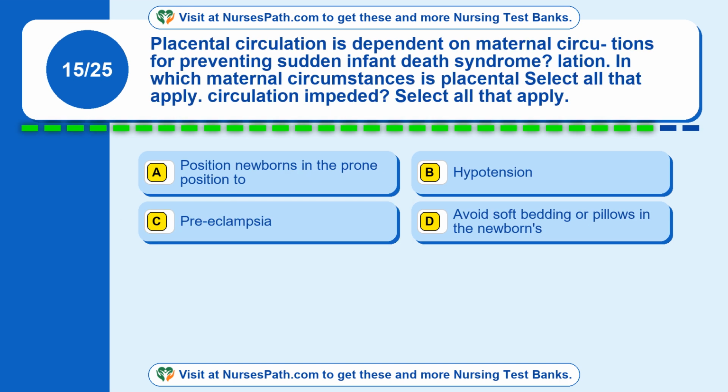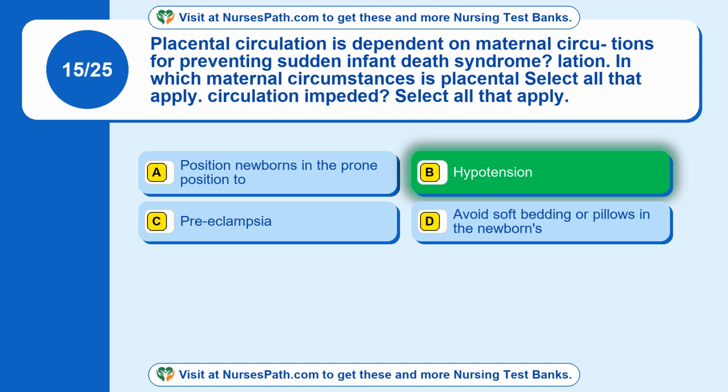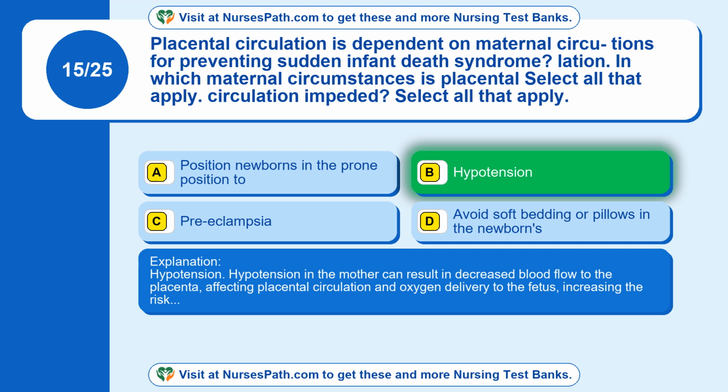Question 15. Placental circulation is dependent on maternal circulation. In which maternal circumstances is placental circulation impeded? Select all that apply. Option A, position newborns in the prone position to prevent sudden infant death syndrome. Option B, hypotension. Option C, preeclampsia. Option D, avoid soft bedding or pillows for the newborns. The correct answer is option B, hypotension. Hypotension in the mother can result in decreased blood flow to the placenta, affecting placental circulation and oxygen delivery to the fetus, increasing the risk.